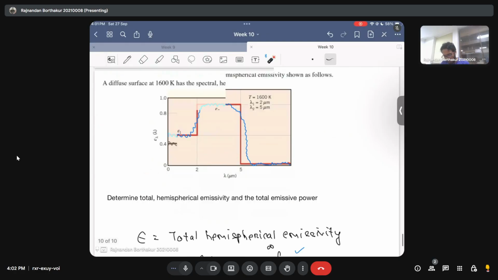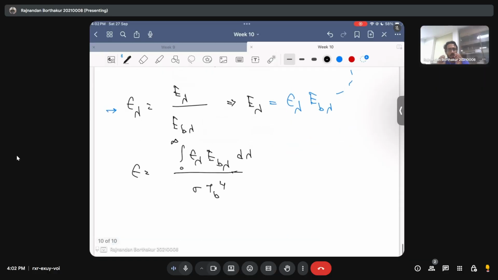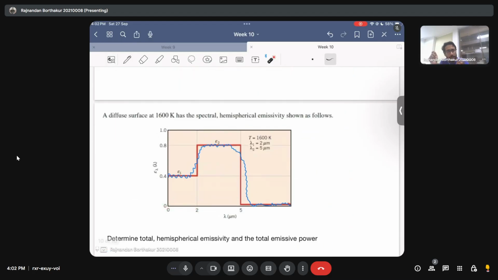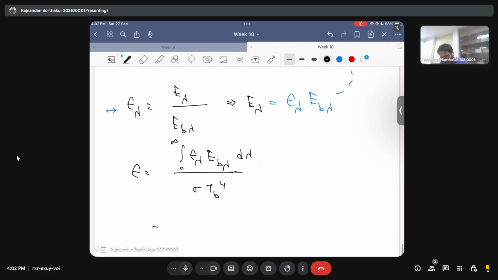Okay. So what we'll do is use the fact that we will try to see within which band the spectral emissivity is constant. For instance, you can interpret that within the band 0 to 2 micrometer, epsilon lambda is just equal to epsilon 1. So we'll utilize this information and write this as follows.